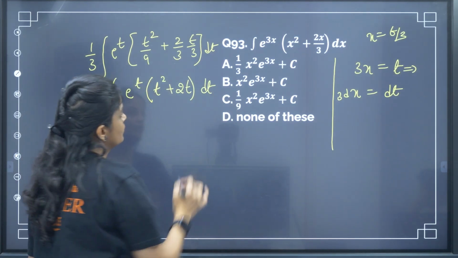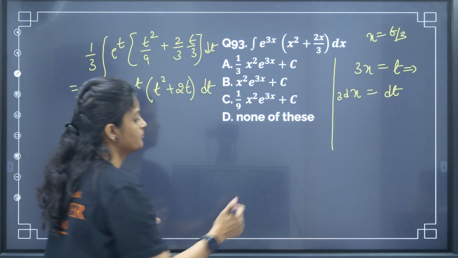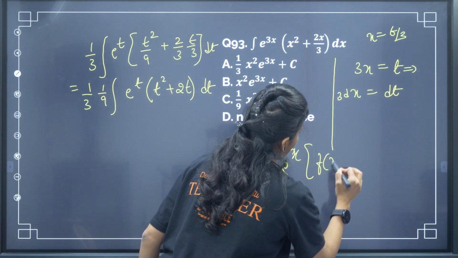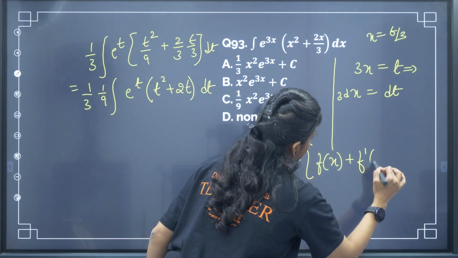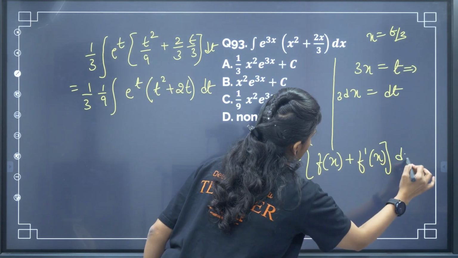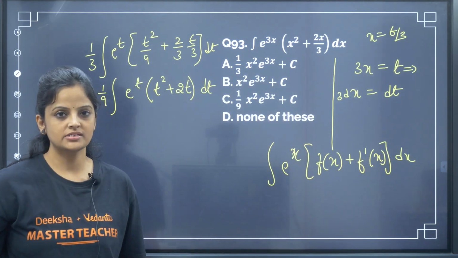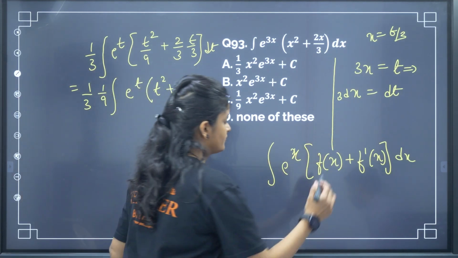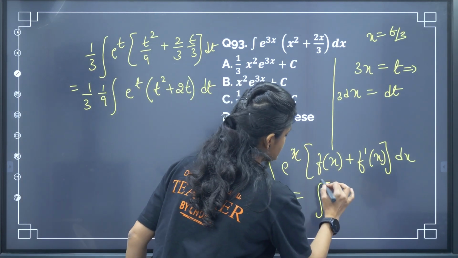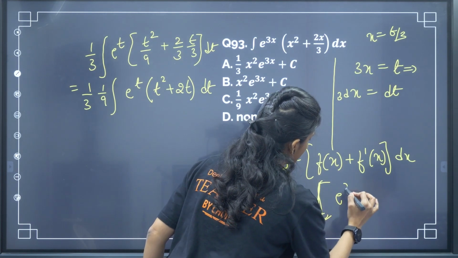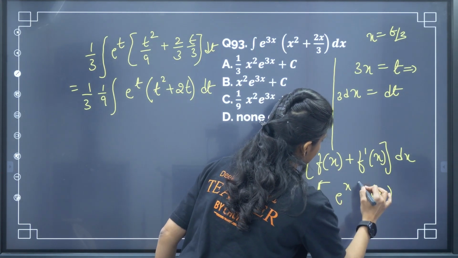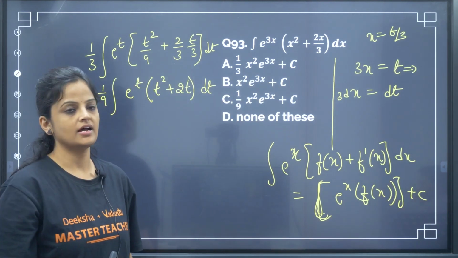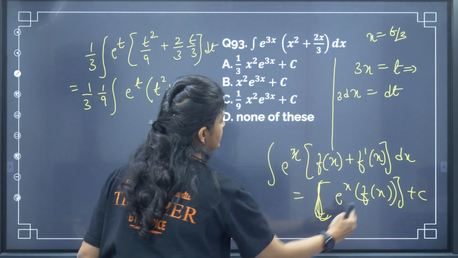You remember we have one form: e to the power of x, when I have f of x and f dash of x, what will be the answer? Anybody remembers this? Just recall it. Integral of e to the power of x into f of x plus f dash of x, the answer will be e to the power of x into f of x plus c, correct? So f of x is the answer what I have to write here with the e power x.